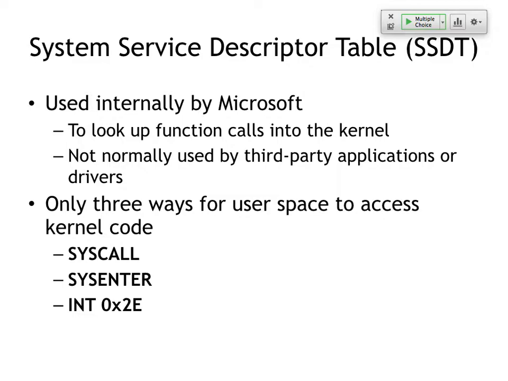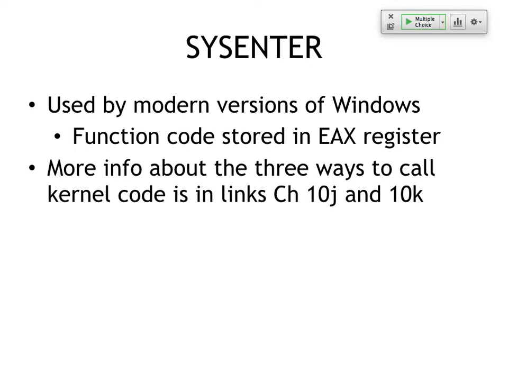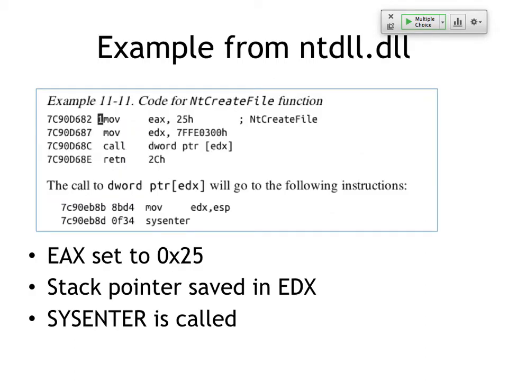There used to be 3 ways to access kernel code: syscall, sysenter, and int 2e, but now almost all modern code uses sysenter. The others are used by old stuff. So here's ntdll. This is the code that will create a file, NtCreateFile.